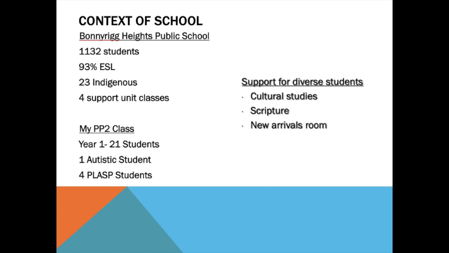My PP2 class consisted of 21 students. I had one autistic student in my class. He was very sweet and quiet, but he'd always need something to fidget with and need a visual timetable for the day, as he liked routine.